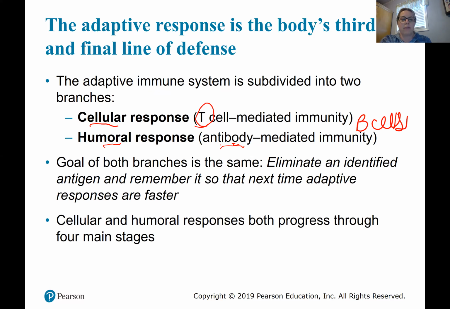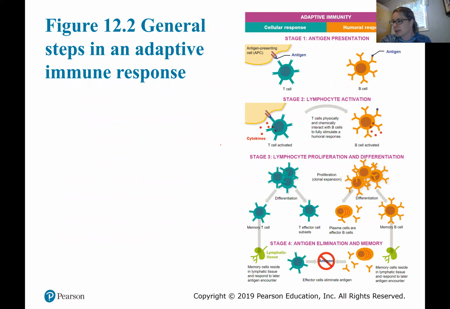Now they both go through 4 main steps to get there. They're just a little bit different in how they respond. So this particular slide is on page 352. If you want to pause the video and grab your textbook, if you have a hard copy of the book, that might be beneficial as we go through some of these slides, because I know the handouts are really small. So you might want to grab your book and look through this.